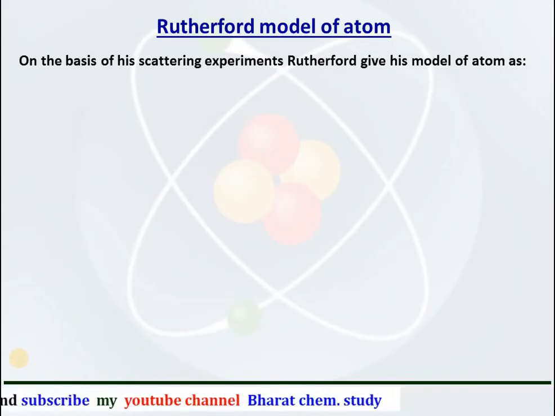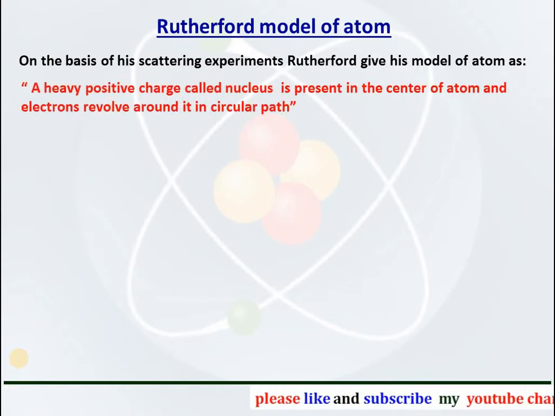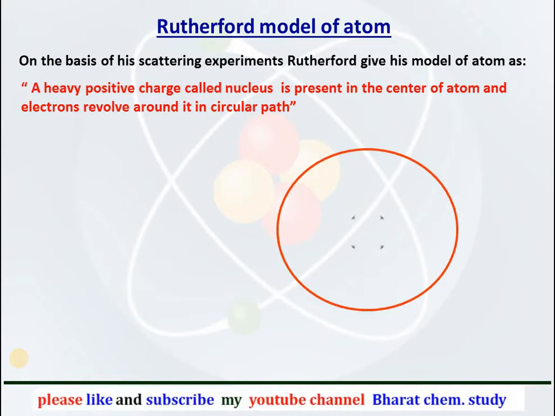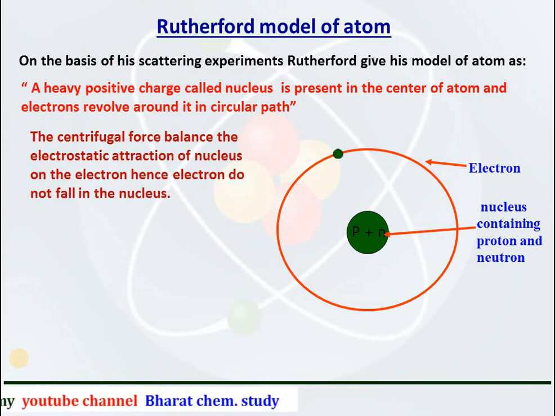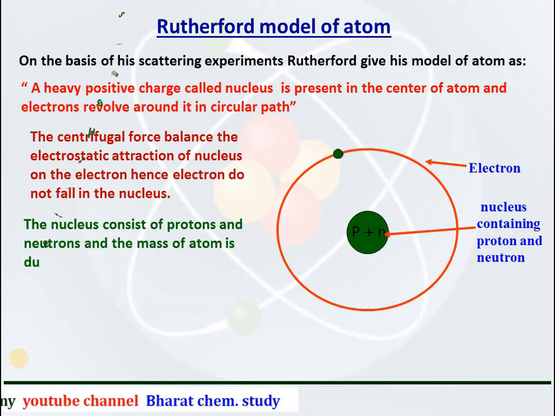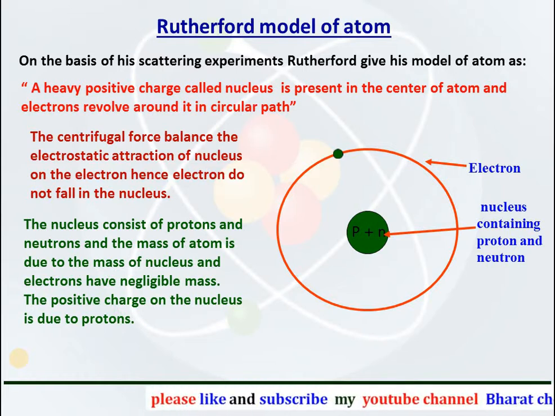Rutherford model of atom. On the basis of his scattering experiment, Rutherford gave his model of atom: a heavy positive charge called nucleus is present in the center of the atom and electrons revolve around it in a circular path as shown. The centrifugal force balances the electrostatic attraction of the nucleus on the electrons, hence electrons do not fall into the nucleus. The nucleus consists of protons and neutrons, and the mass of the atom is due to the mass of the nucleus, and electrons have negligible mass. The positive charge on the nucleus is due to protons.